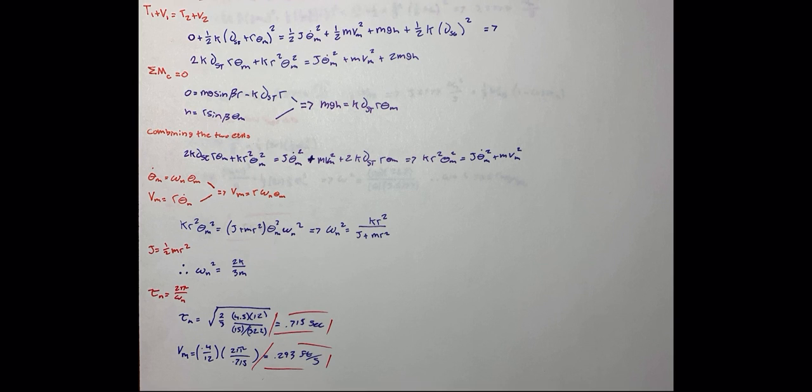Now, using the period is equal to 2 pi over the natural frequency, we can solve for the period, which is 0.715 seconds. And we can also use the equation that was given just a couple steps before to solve for the velocity, which is 0.293 feet per second.